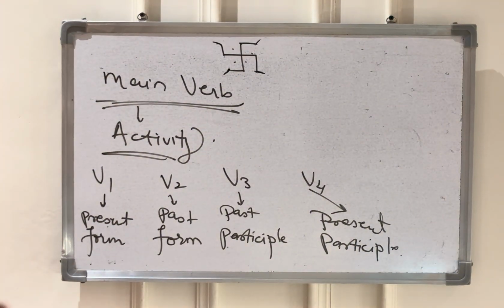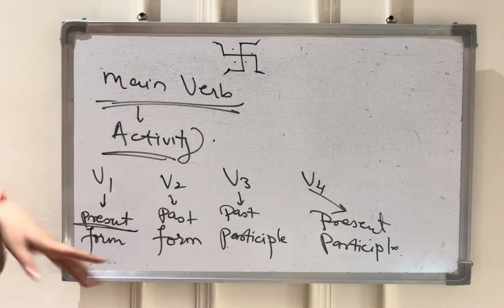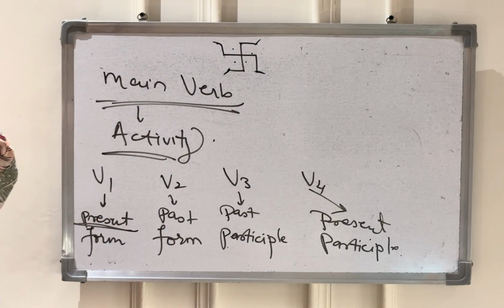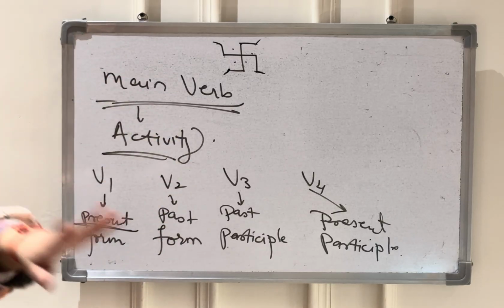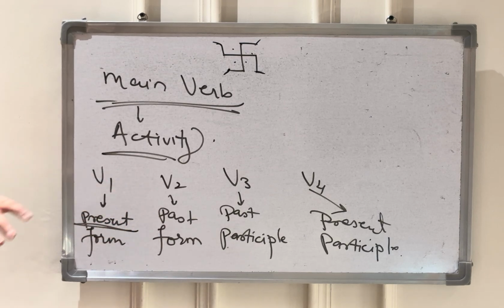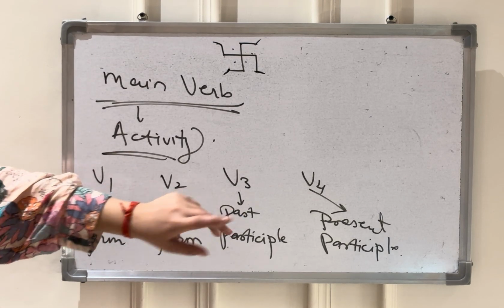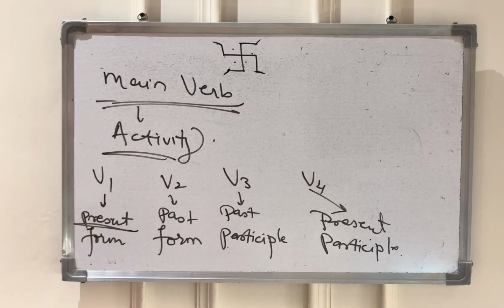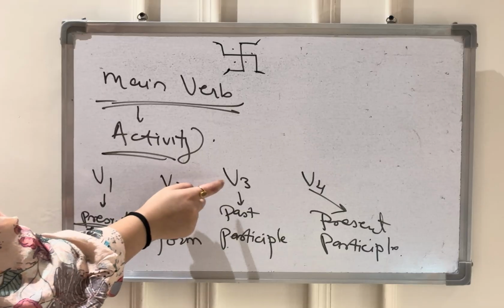Now what am I using? With V1 I am always using simple present tense. Why am I using only simple present tense with V1? I will teach you in the next session, which will be on tenses. Right? I will start with tenses now. The second one is V2, past form. It will only be used with simple past tense. V3 will be used with all perfect tenses as well as passive voices.